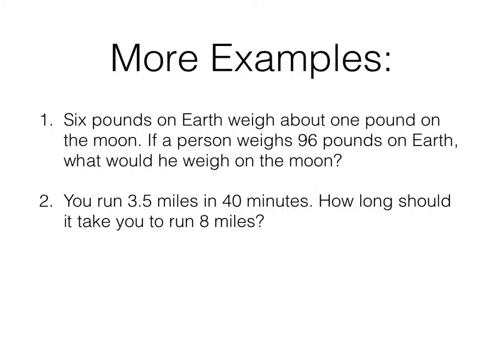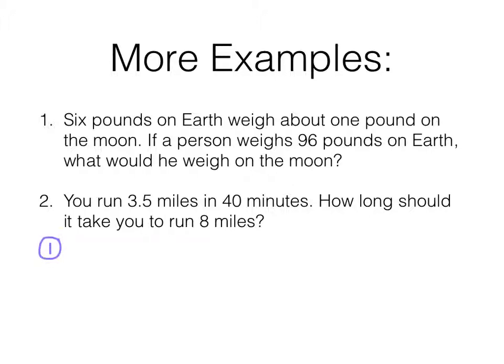Number 1, 6 pounds on Earth weigh about 1 pound on the moon. If a person weighs 96 pounds on Earth, what would he weigh on the moon? So, again, remember we talk about the difference between weight and mass in science. Weight is about gravity. Mass is about how much matter there is there. So when we talk about how much you weigh on the Earth and the moon, your mass hasn't changed, but the gravity changes. And so that's why you're going to see a difference there.